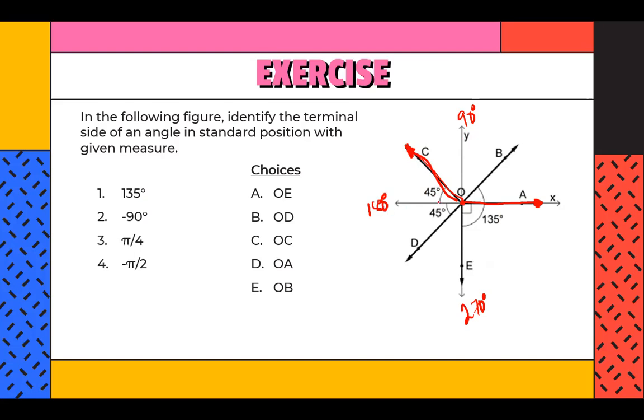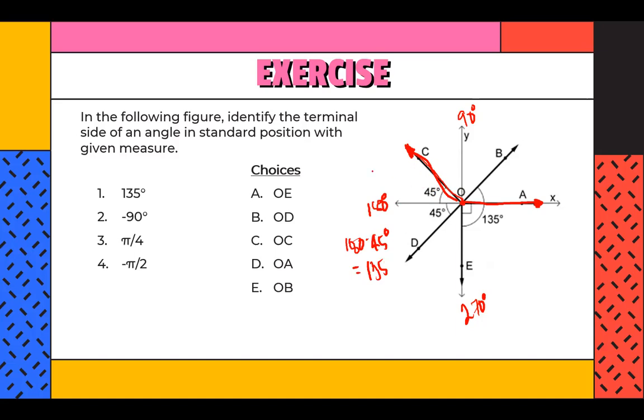And if you want to calculate and check if this is correct, we are given here a measure of an angle. What we're going to do is subtract this from 180. So that's 180 minus 45 degrees, which is equal to 135.